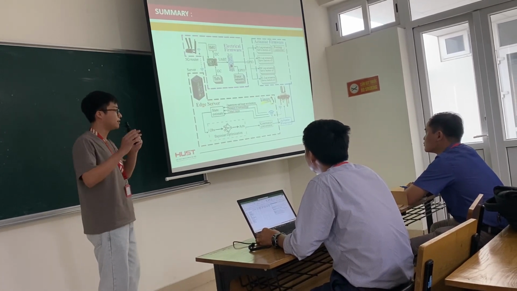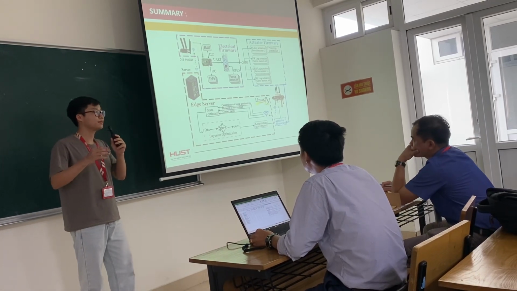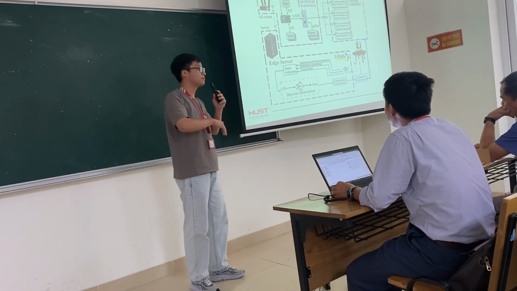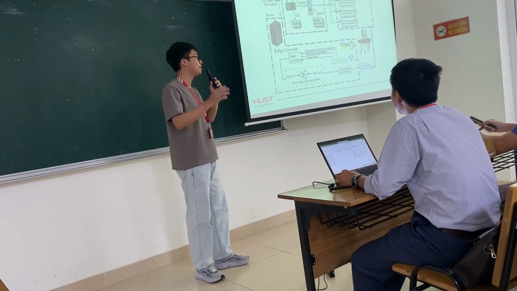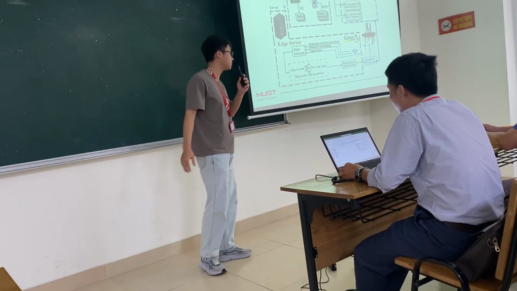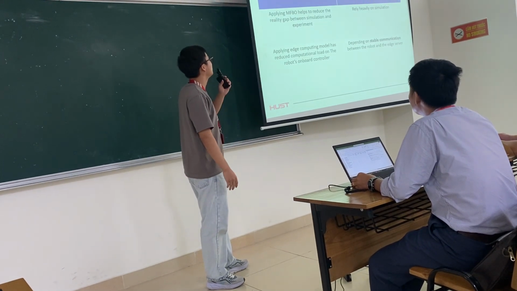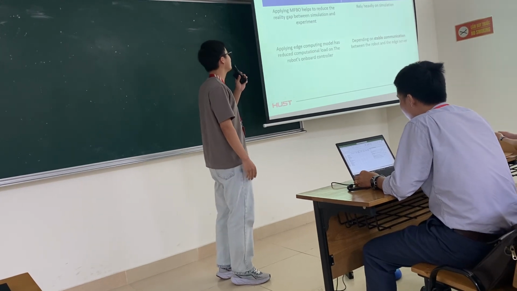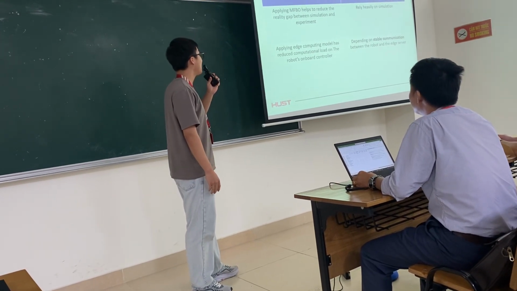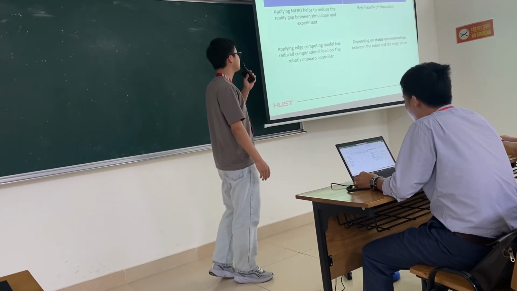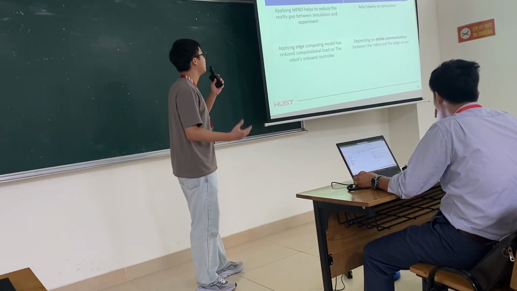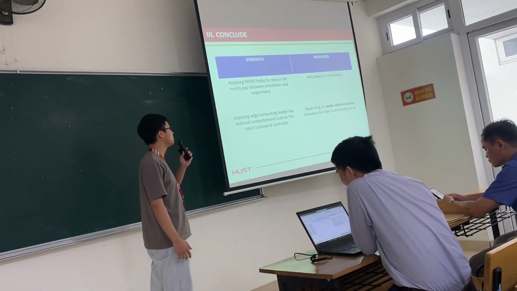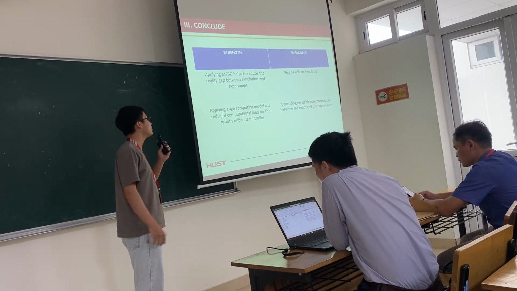So in summary, CPG creates the leg movement patterns, BO tries to find the optimal values, and edge computing offloads the heavy computation. Now, the strengths and weaknesses of our method. About the strengths, applying multi-fidelity Bayesian optimization helps to reduce the reality gap between simulation and experiment. And applying the edge computing model has reduced computational load on the robot's onboard controller.